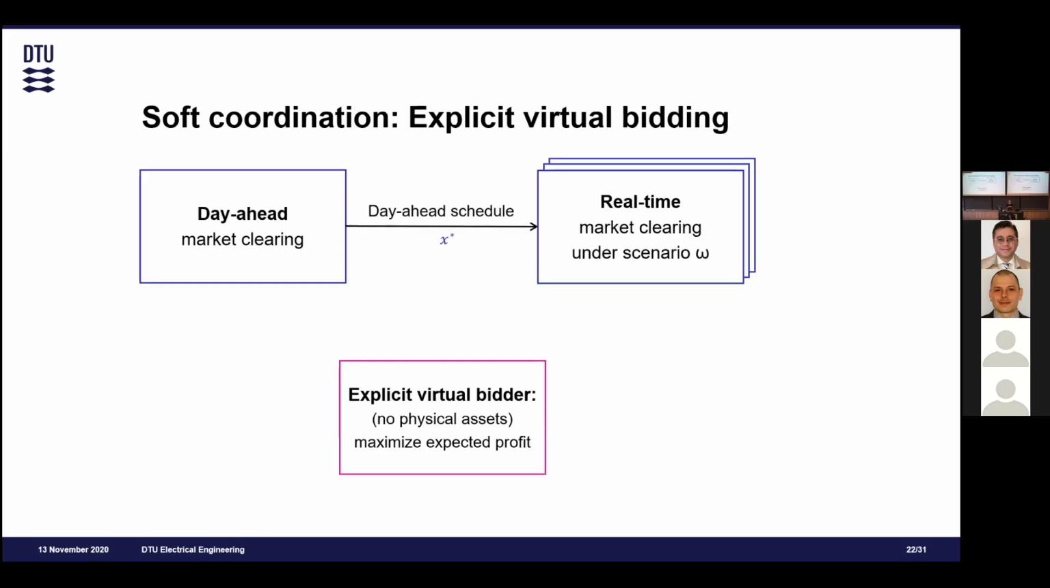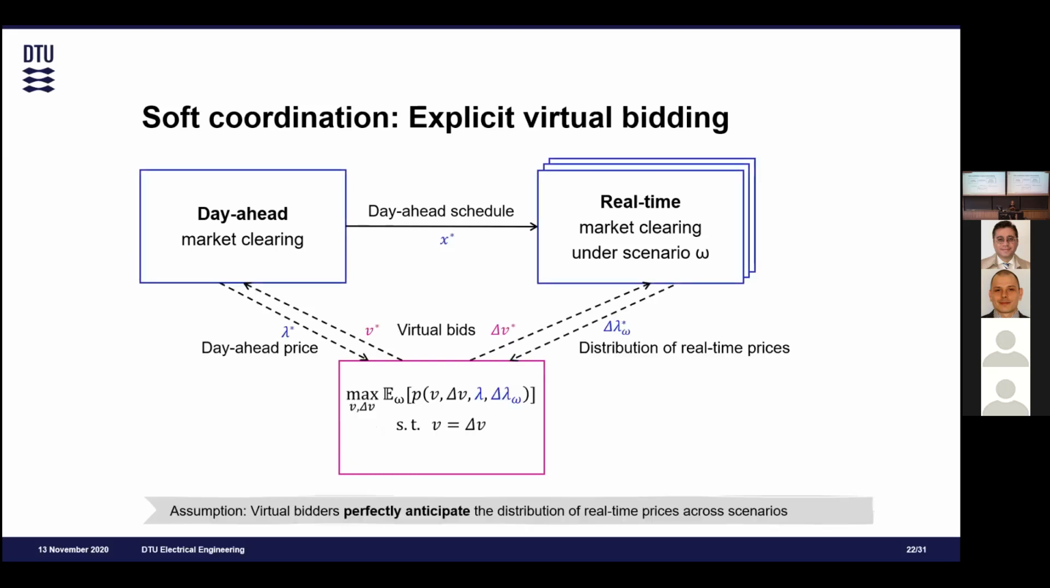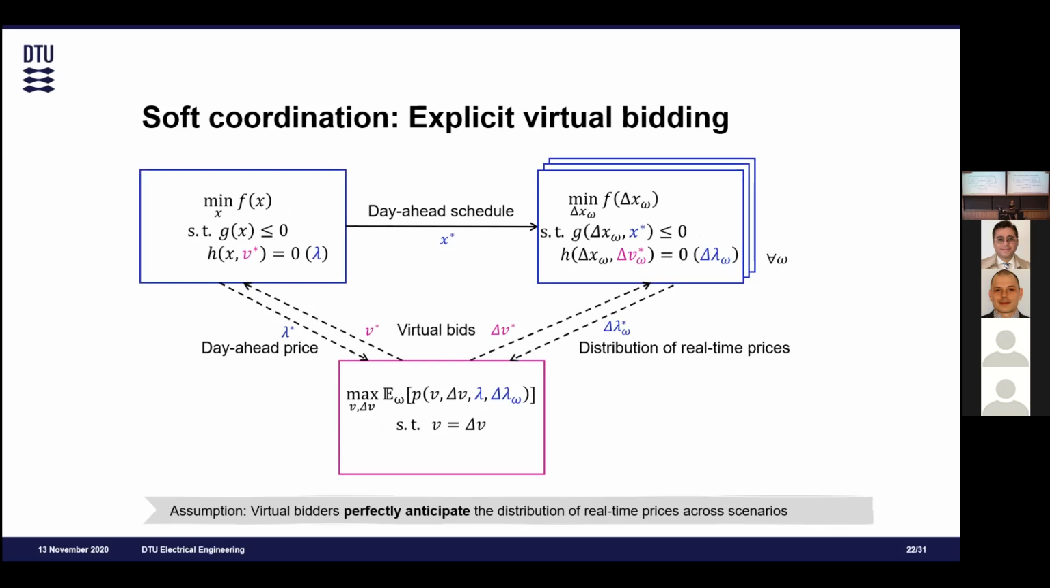We include explicit virtual bidders in our model, assuming they are price takers. So unlike the system operator who sequentially solves deterministic optimization problems, these explicit virtual bidders are profit maximizers, so they solve a two-stage stochastic problem. And we assume that they can perfectly anticipate the distribution of real-time prices across all scenarios. And then the amount they trade in day ahead has to be exactly canceled out in real time under any scenario. And note that the virtual bids here, V, are treated as exogenous parameters in the market clearing constraints. So that these optimization problems now are interrelated and construct an equilibrium problem.